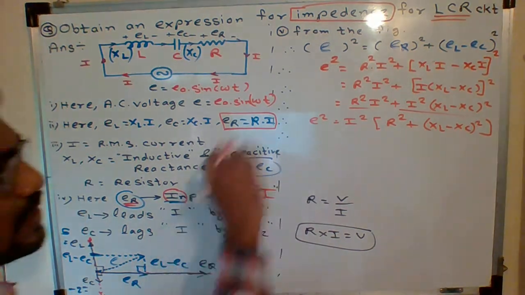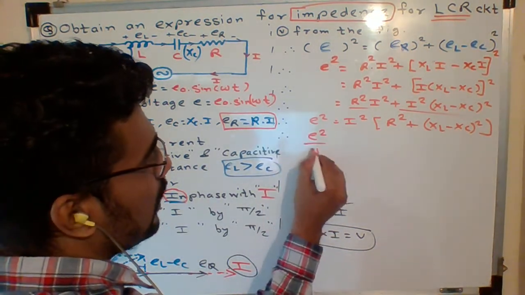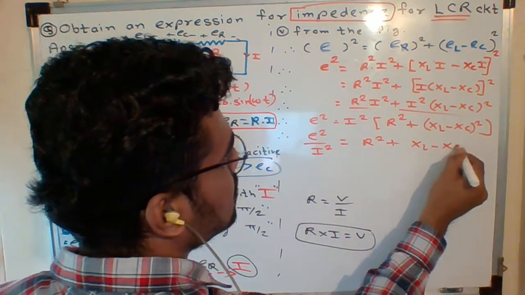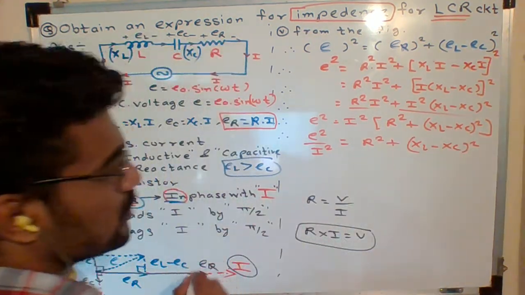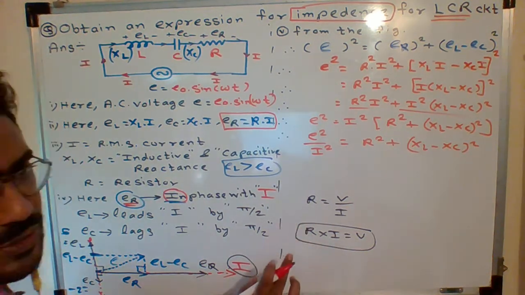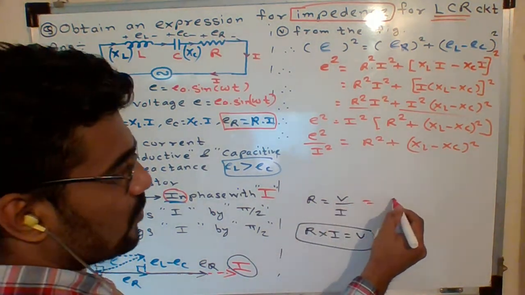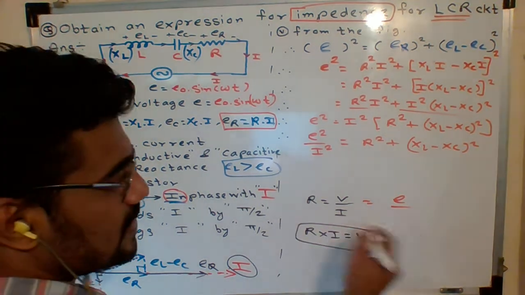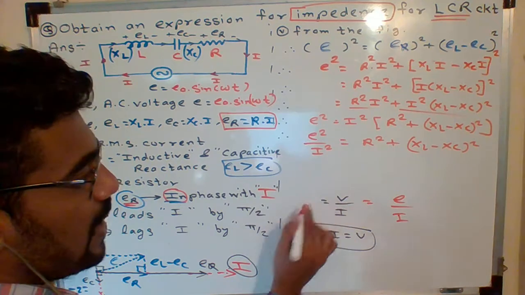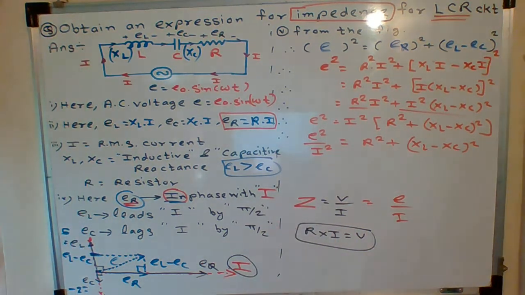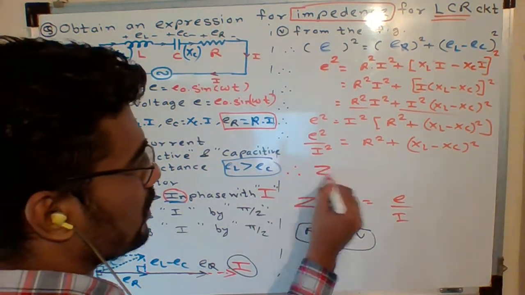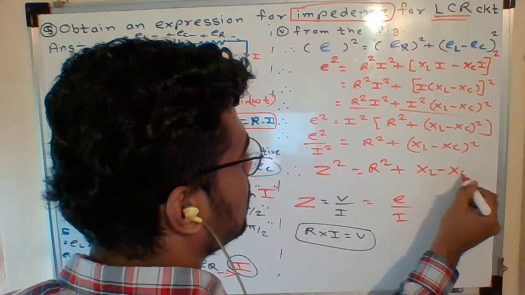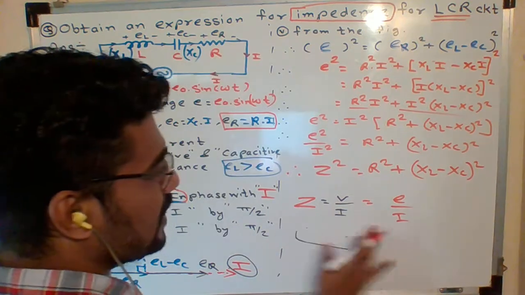So students, if I shift I square to the other side, E square upon I square, what is the final answer? R square plus XL minus XC the whole square. So students, listen up, this V stands for voltage, E. I stands for current, and E upon I I will replace by impedance, which is Z. So students, this is the formula for impedance. Z square equals R square plus XL minus XC the whole square.